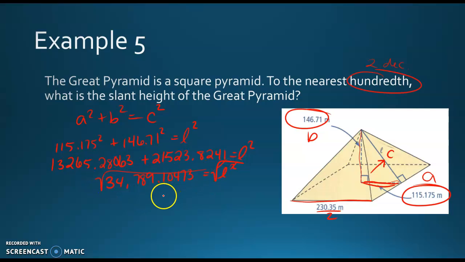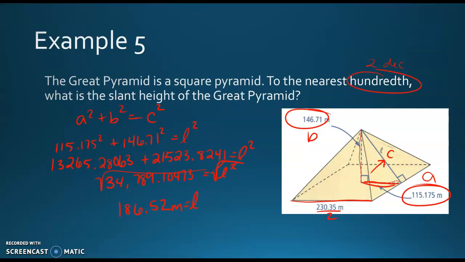And when I type that into the calculator, I end up getting 186.52 meters. And so that's my slant height. And again, I typed that number, 34,789.10473, I typed the whole thing in. We wanted to the nearest hundredth. I would have looked at the 3rd decimal to determine whether I changed the 2. I don't remember if it was a 1 or if it was a 2. So just remember 5 or above, give it a shove, 4 below, let it lie low.